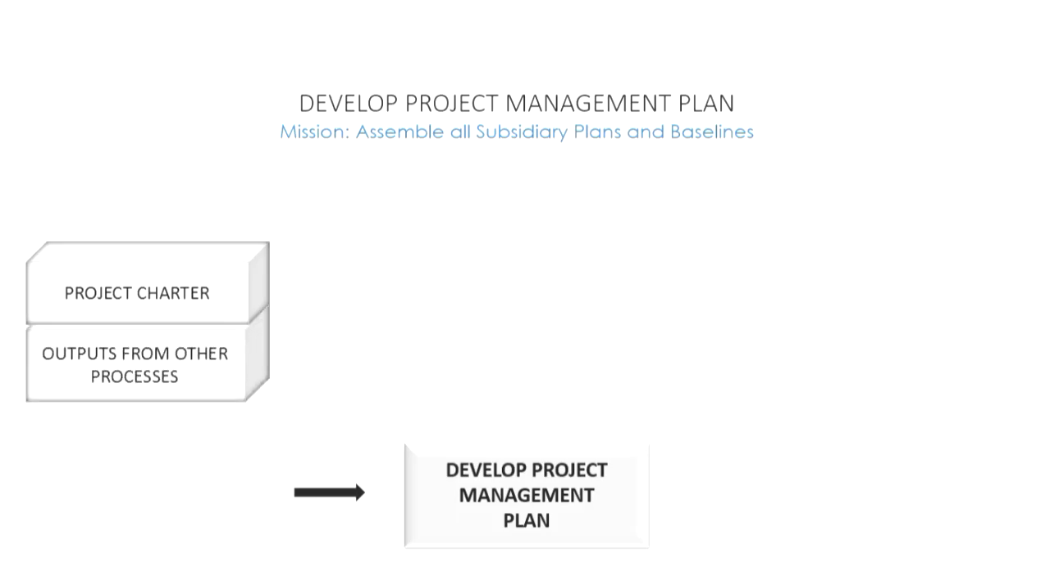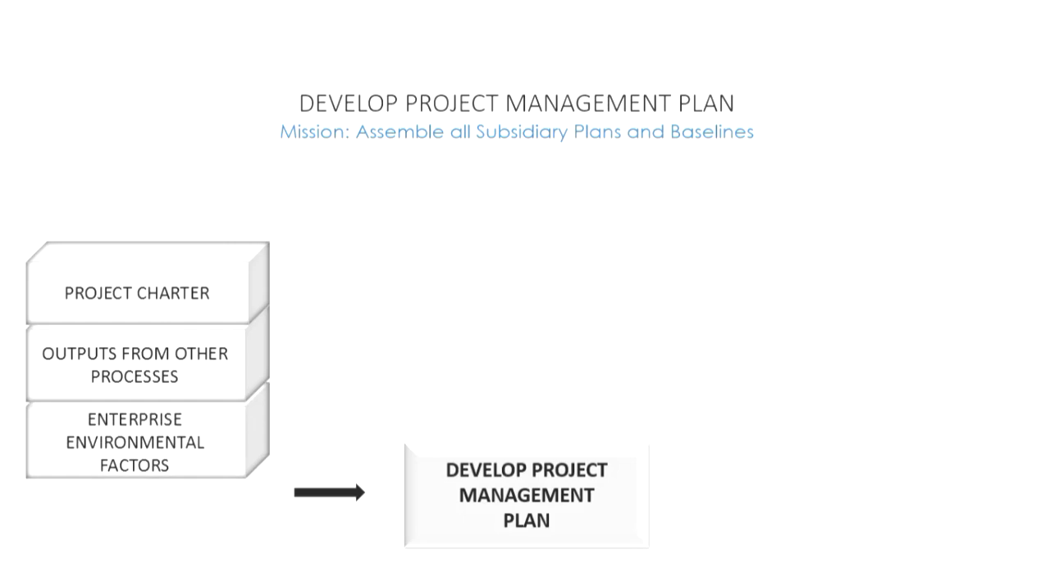The next input here is simply called outputs from other processes. Now, this is an umbrella term. It's a catch-all for many other outputs that come from other processes. So we've got the risk management plan, the schedule management plan, knowledge management plan, if you will. All of these other plans are referred to as outputs from other processes. So what's going to happen? All of these plans are going to come into this process. They're going to be assembled, and out comes the big master project management plan.